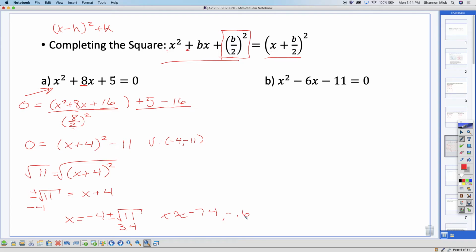Okay, so this is a way that I can use to graph as well. And that vertex form is a lot easier to use than standard form, isn't it?